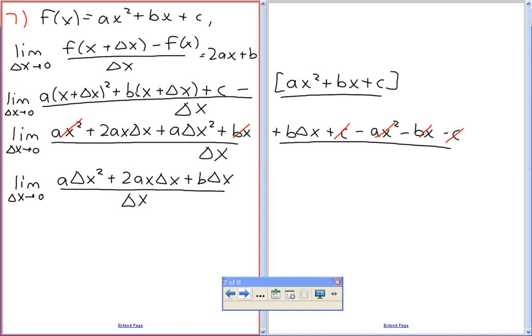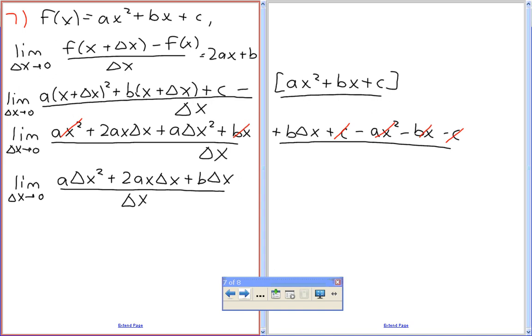Any question about that? It's just algebra. That's all that is, right? The symbols look scary because there are deltas in there. Don't be afraid, you'll be fine. At the beginning, I said let delta x equal h.